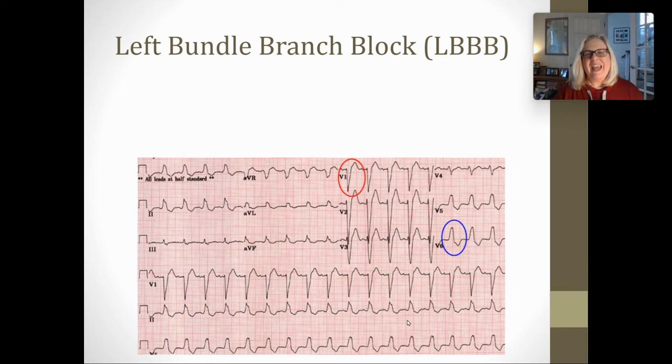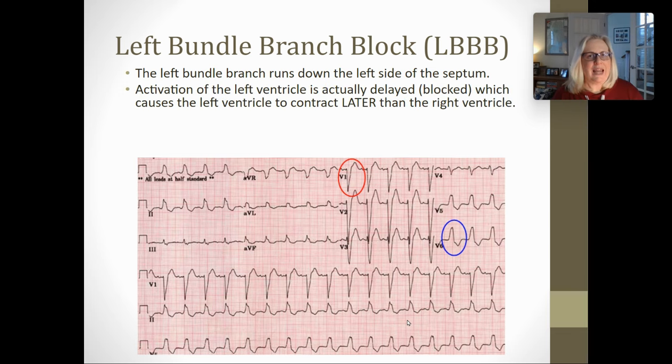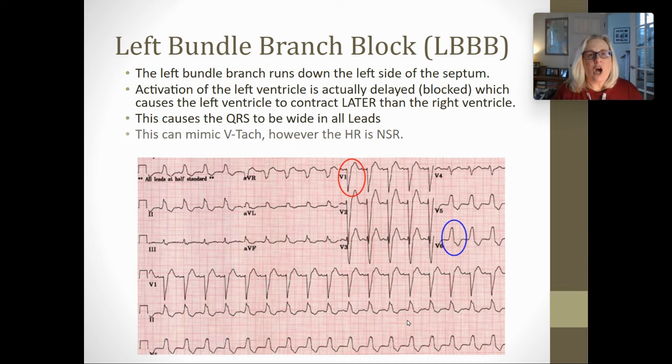It goes kind of delayed. So it runs down that left side of the septum. And because it's delayed, it's going to contract later than the right ventricle. The right ventricle is going to contract first, and the left ventricle is going to contract after it. We're talking fractions of seconds, but they're supposed to go at the same time. They don't. It goes a little bit later. Because it goes a little later and it's delayed, it causes these really wide QRSs.